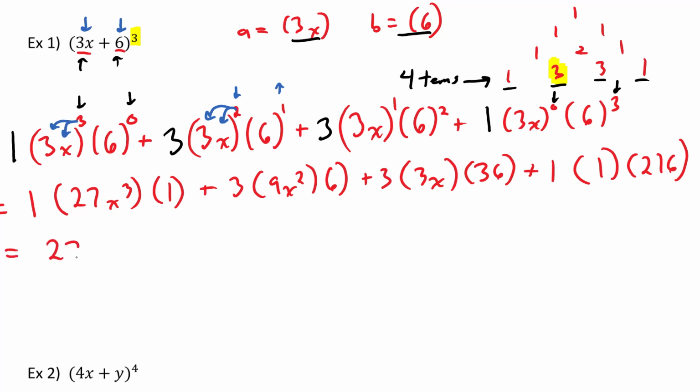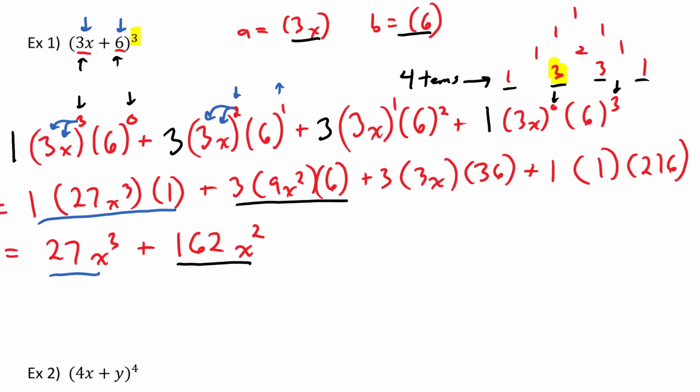We have 27x cubed for the first term. We have 3 times 9, which is 27, times 6, which is 162 x squared. So this comes from all of this, just as this came from all of this. Let's now combine these together. 3 times 3 is 9, times 36 is 324 x.